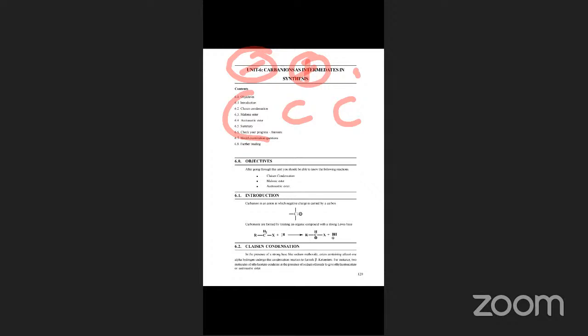For example, A is converted into B. Before being converted into B, some reactive intermediate, something X, is there. This is what we call a reactive intermediate. So these are the reactive intermediates.